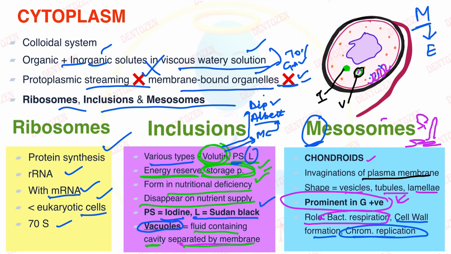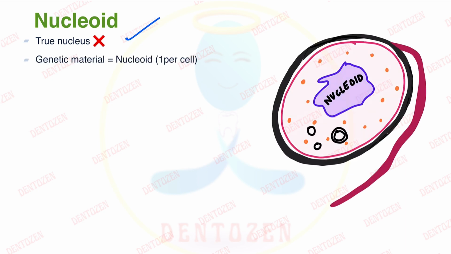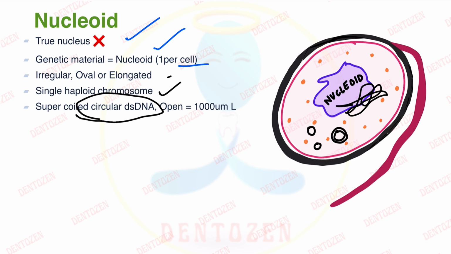Now what about nucleoid? So nucleoid, true nucleus is absent in bacteria. So there will be no nucleolus, no nuclear membrane, but genetic material is in the form of nucleoid, which is usually one per cell, which is usually irregular shape, or it can be oval or elongated. So it is made up of single haploid chromosome comprised of supercoiled circular double-stranded DNA. It is coiled, but when it is open, it can be of length up to 1000 micrometers, and then it is not associated with basic protein.